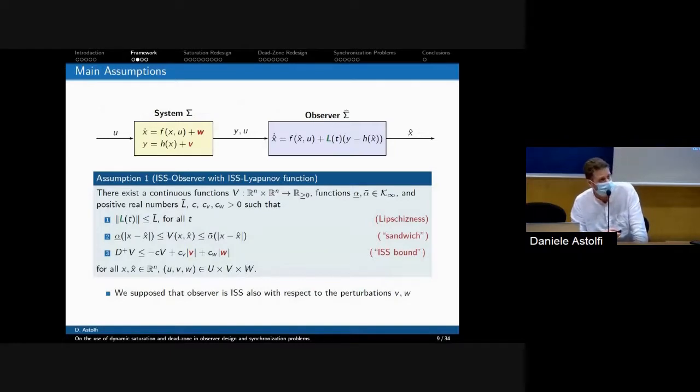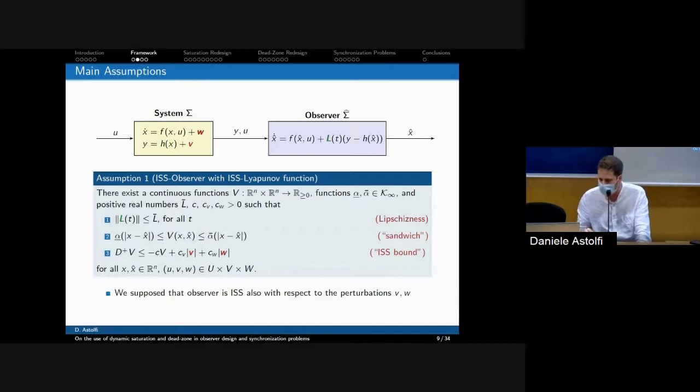The second condition is just the fact that this Lyapunov function is upper and lower bounded by the norm of the estimation error, which is what we typically use to prove convergence of the observer. So it's what I also call a sandwich bound. And the third condition is the ISS condition of the Lyapunov function. So this Lyapunov function V is decreasing, and it is ISS with respect to the measurement noise and to perturbation.